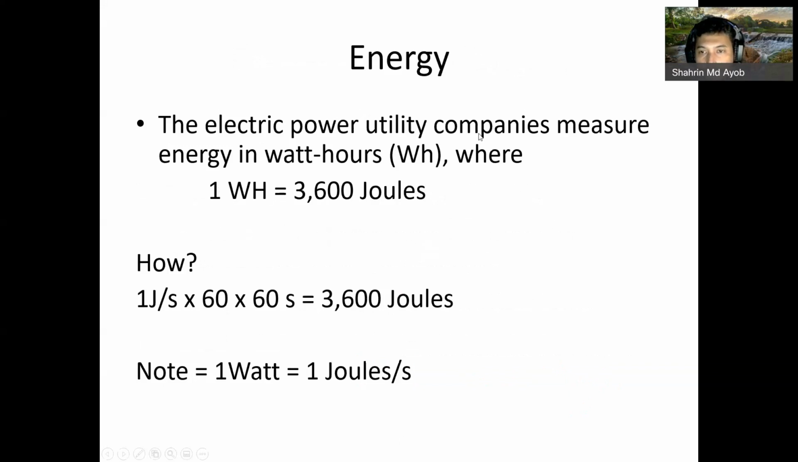The electric power utility company in Malaysia, TNB, will charge you based on energy usage, not power. So 1 watt hour is equivalent to 3,600 joules. How do we get this? We know that for 1 hour, you need to convert the hour into seconds, so 1 hour is 3,600 seconds. Then multiply with 1 joule per second, and you will have 3,600 joules. Please note that 1 watt is equal to 1 joule per second.